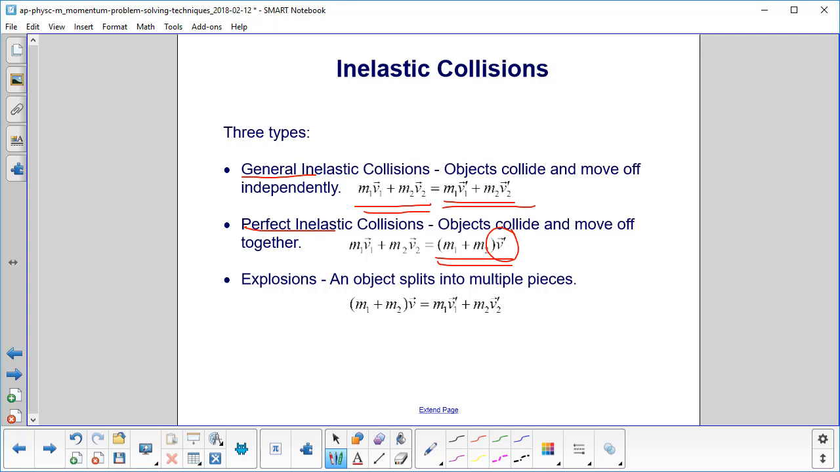And then you can have an explosion, like fireworks, or two carts attached to each other with a spring, and then you release the spring. There you have one object splitting into two. And you can certainly have more pieces, but we're just going to take the two objects there to make it simpler. And note, if you can, these are just time inverse of each other.